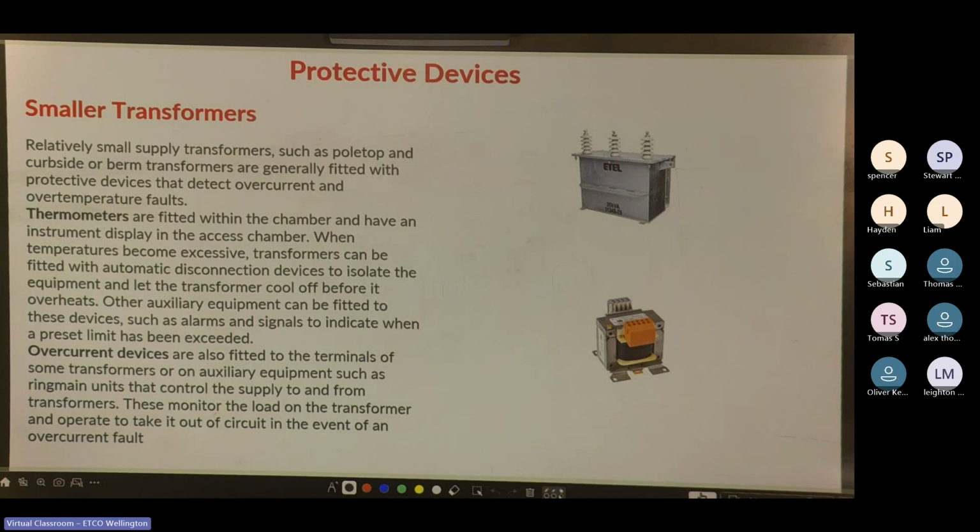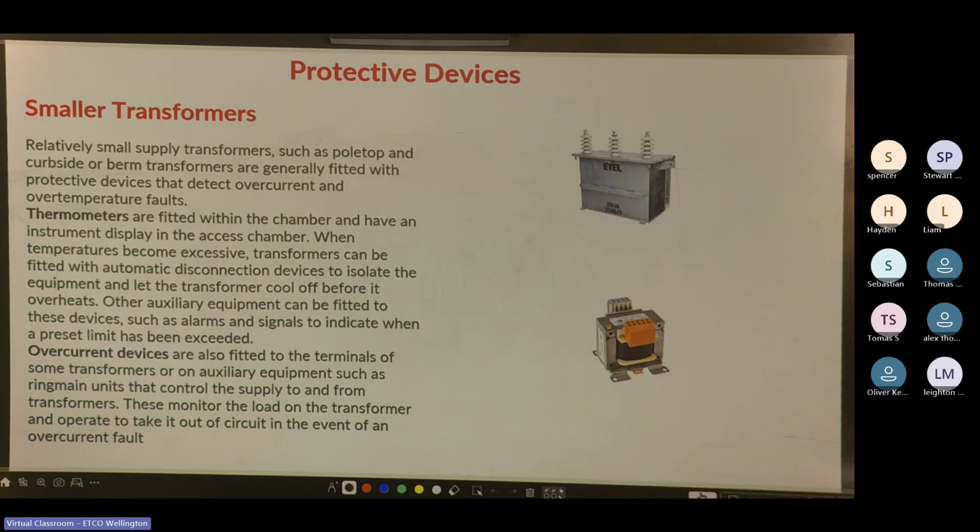Other auxiliary equipment can be fitted to these devices, such as alarms and signals to indicate when a preset limit has been exceeded. So you could have a pre-warning: halfway to overtemp, yellow light; almost getting to overtemp, red light; and then when it has opened and it's too hot, a flashing red light.